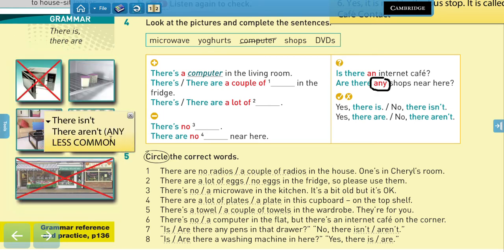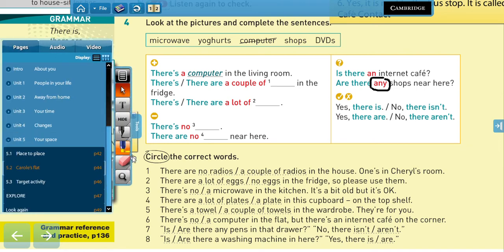Cuando usemos esta forma de negación, lo vamos a usar, ¿cierto? Con any. In this case, we're not going to use it. But if you're using it like that, we're going to say there aren't any shops. Now, any is only used for plurals. Yes? So do not get confused with that. And for short answers, we have yes, there is, no, there isn't, yes, there are, or no, there aren't.